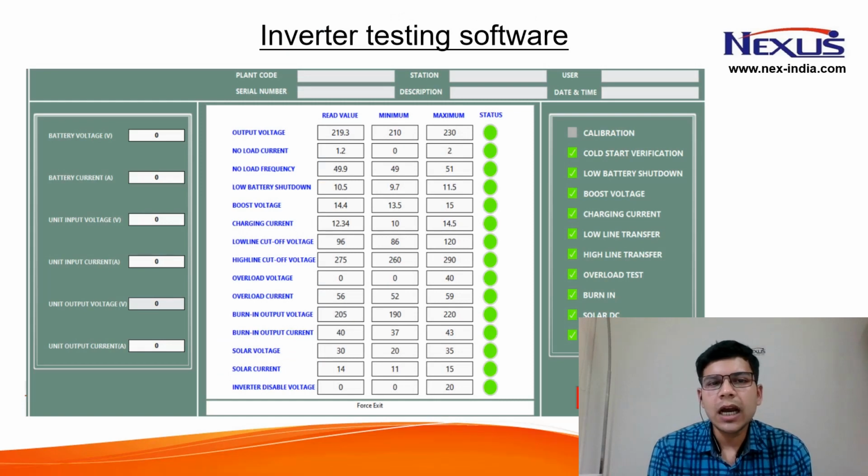Next, this is our inverter testing software. As you can see, all the parameters have been tested, and you can see the reading value is being compared with a certain limit. If that value lies within that limit, then the test is passed. If the value does not fall within these limits, then the test will fail. And the data of these readings will get saved automatically in the file suggested by our client.